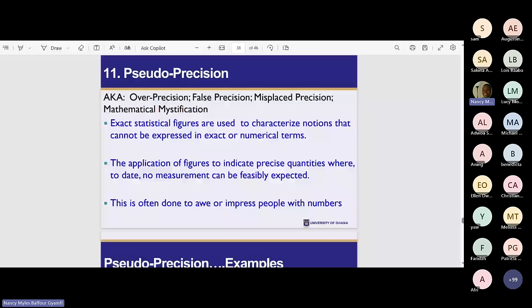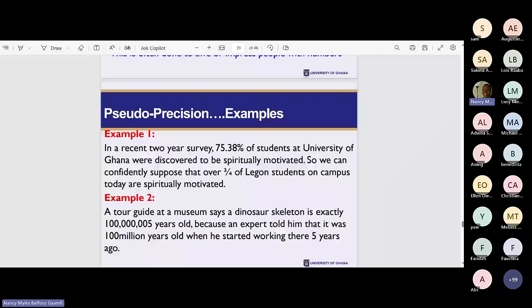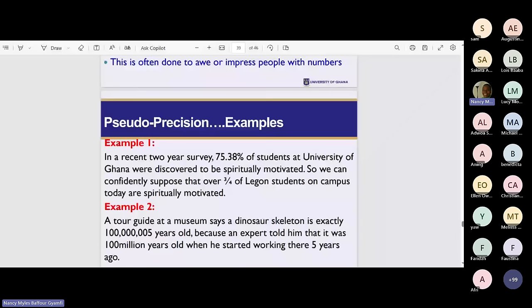Look at the third point that Lucy, the lady, was going to read. Then the network started jamming up. Listen, it says this is often done to impress. You know how people do that. When you hear, for example, the figures, the fundamentals, it's so impressive. People like figures. It makes it look like science. That's what I'm introducing you to, the last fallacy. So people are mystified. That's why if you look into the text, you see that pseudo precision is also called mathematical mystification.